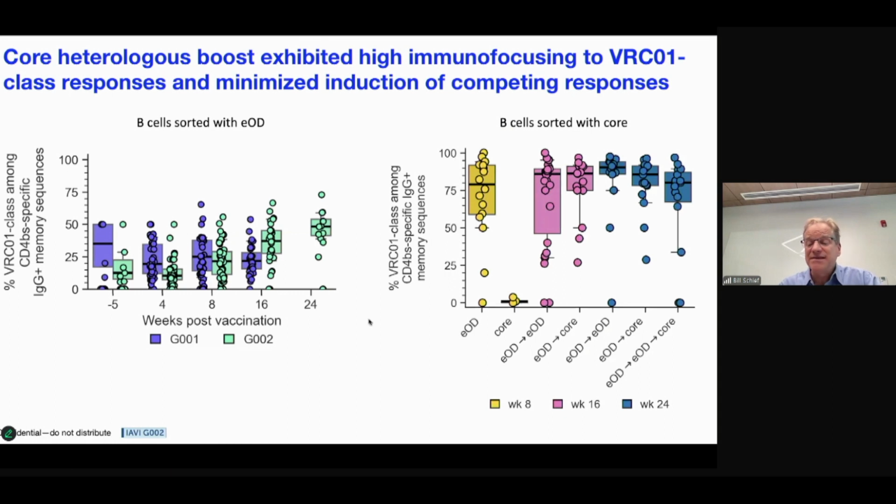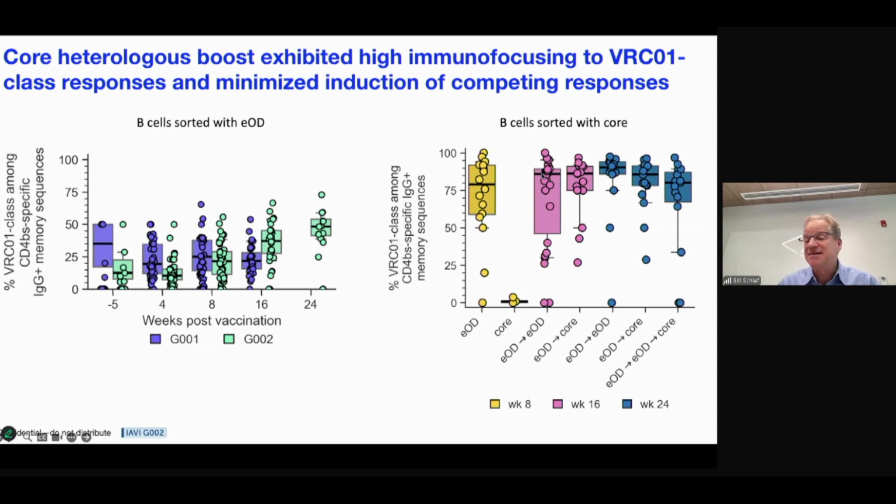And the answer is that the heterologous boost worked extremely well. We don't have time to go through all the data, but this column has 2 shots of the priming immunogen. All the B cells in this graph were sorted with the core. And you can see that a median of about 80% of the epitope-specific B cells are VRC01 class. That's super high immunofocusing, but that is really what we were attempting to do in the design of our core. So the core immunogen was used to sort these B cells. It wasn't part of the vaccine in this group.